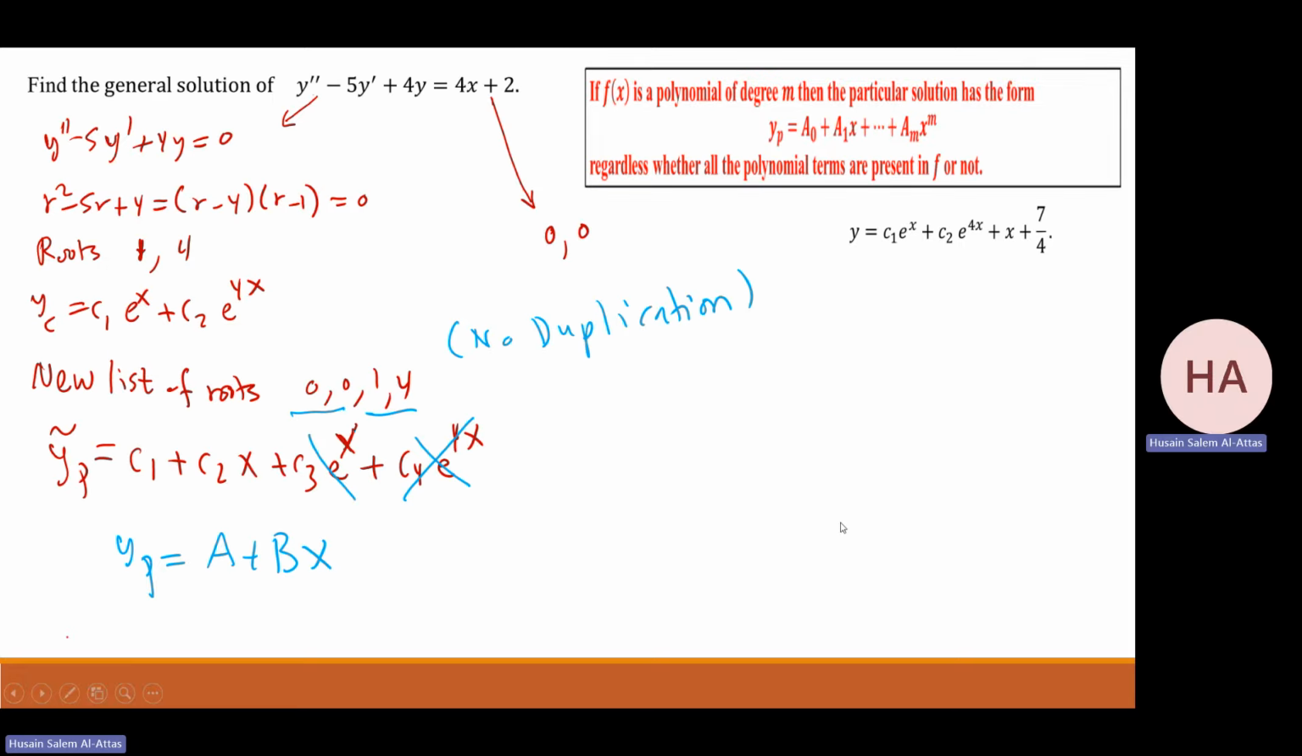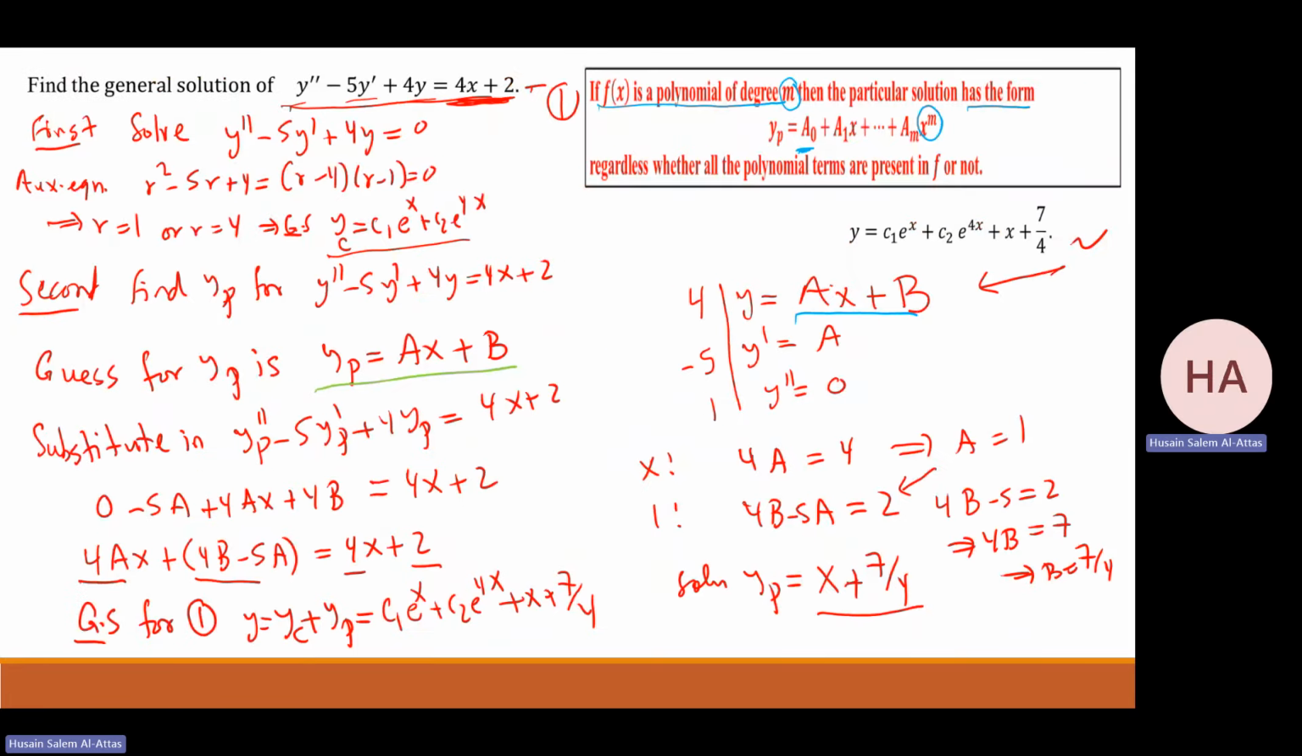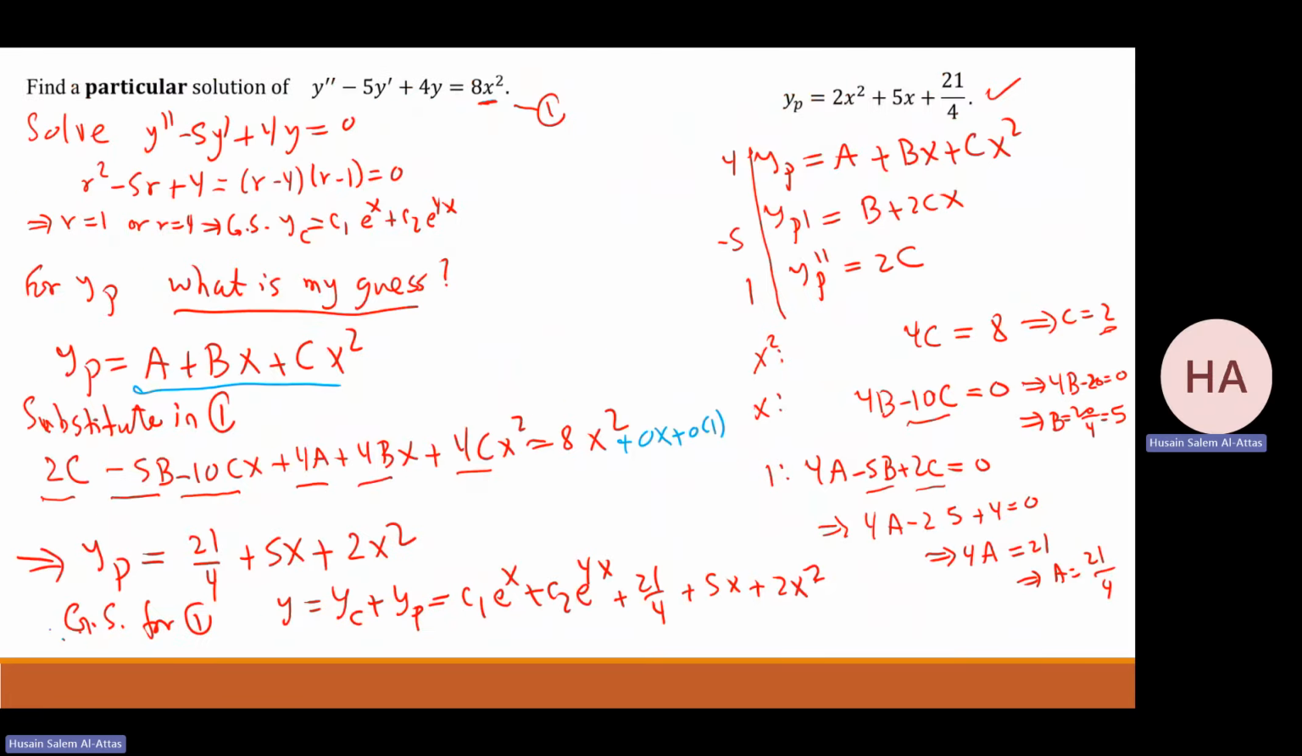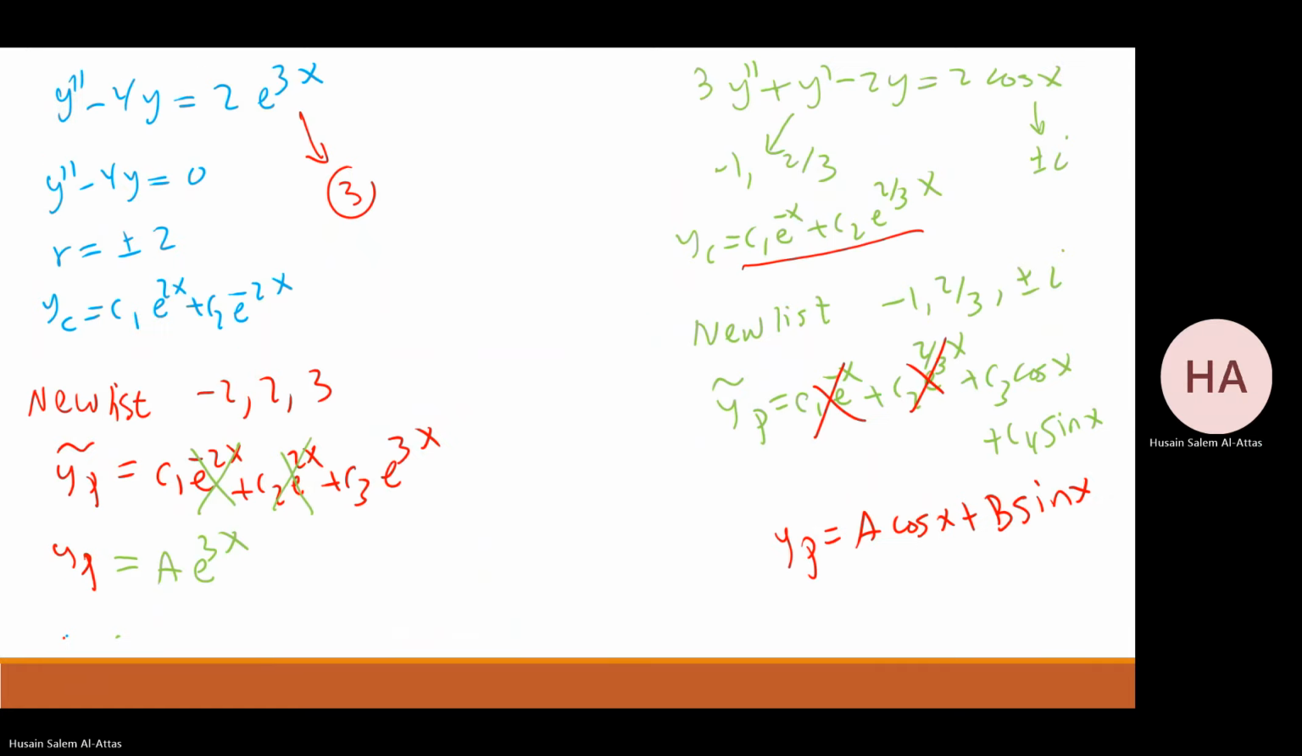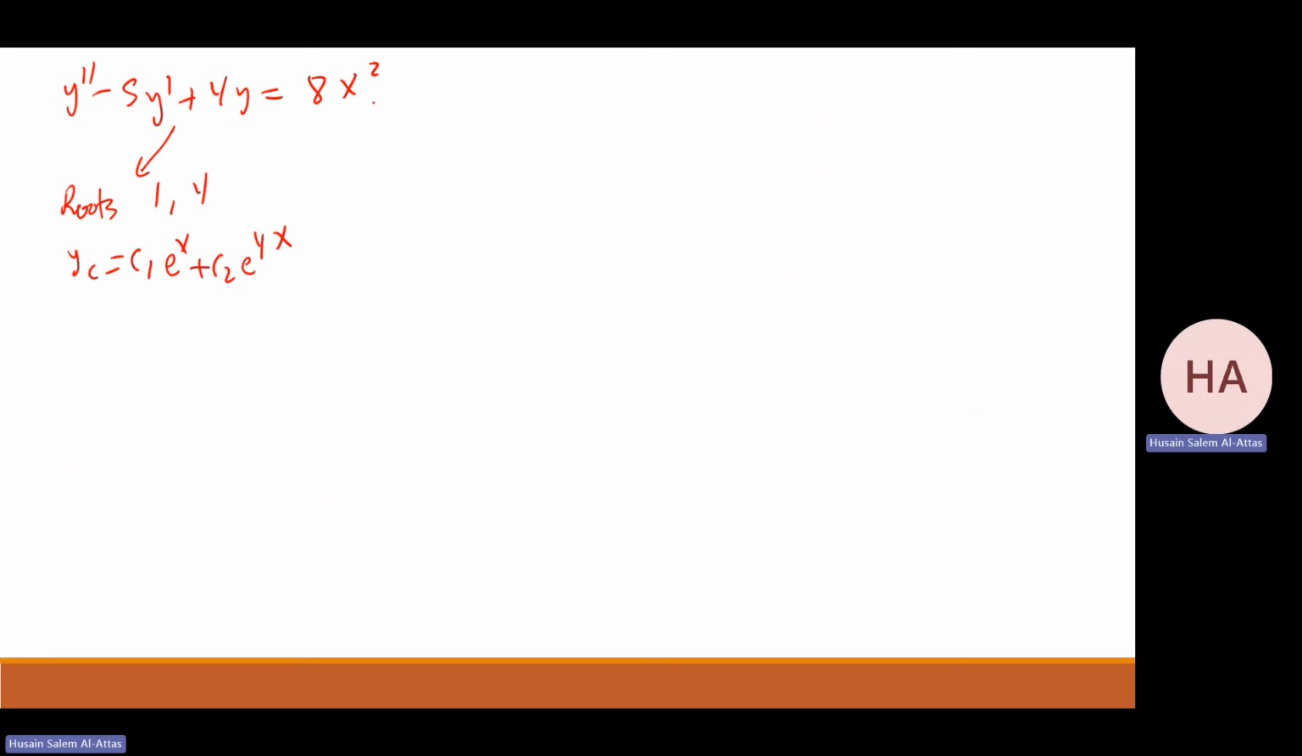Only finding yp. So what was the equation? This we did: 8x squared. Same differential equation, which is y double prime minus 5y prime plus 4y equals 8x squared. So roots here are 1 and 4, and I need yc also. Roots from here, what gives me x squared? 0, 0, 0.